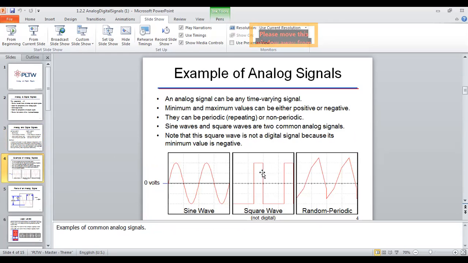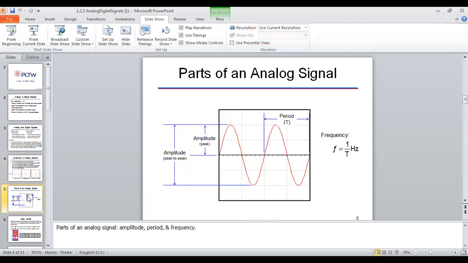I want to note, just make a note, this is a square wave. It's not a digital signal because it goes below, and most of you know this already. I integrated this question into your most recent assessment, but this goes below what we call the zero line here. So because it goes into the negative, this is an analog signal. It's just known as a square wave. So you see 0 volts right there. If it goes below 0, it is going to be an analog signal. Digital signals stay above 0 volts.